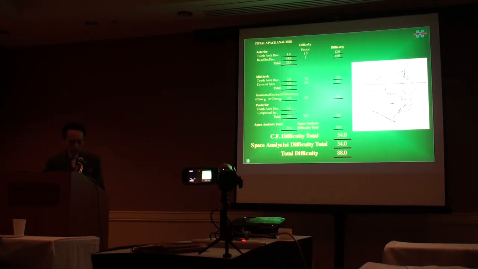This shows the result of space analysis. The total anterior difficulty is 26, with a large head film discrepancy of 14 millimeters. As a result, the total space analysis deficit is 27 and the total space analysis difficulty deficit is 34. From these numbers, the total difficulty is 88, indicating that the case is moderately difficult to treat.